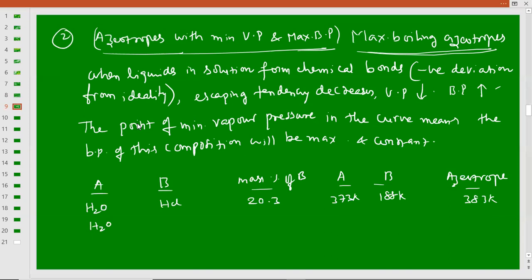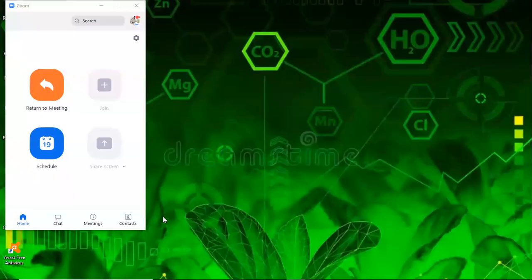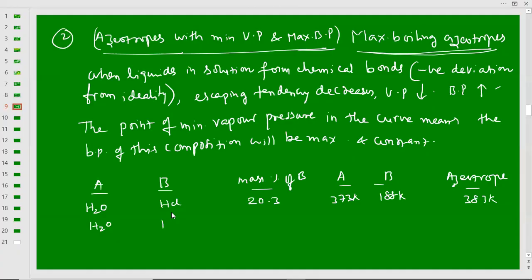Another one, if you take water with nitric acid, HNO3. In that, nitric acid has 58.0 mass percentage, and as usual 373 Kelvin is the boiling point of water. Nitric acid is 359 Kelvin, but in this case the azeotrope boiling point is maximum at 393.5 Kelvin. Another one, we have water with perchloric acid, HClO4. In that case we have 71.6 as the mass percentage of perchloric acid.